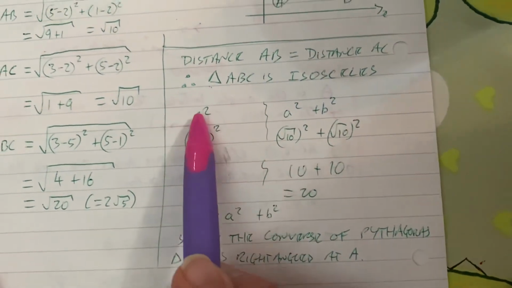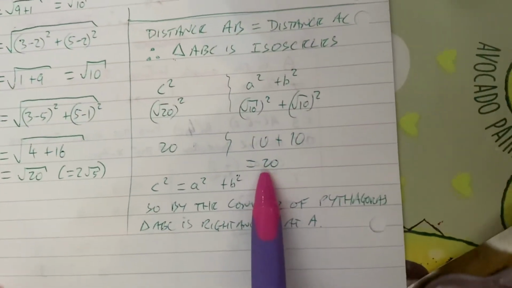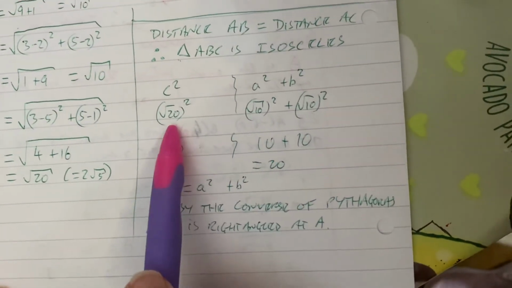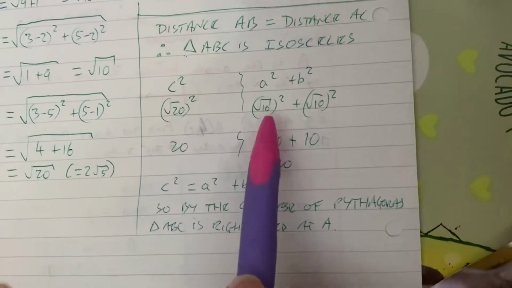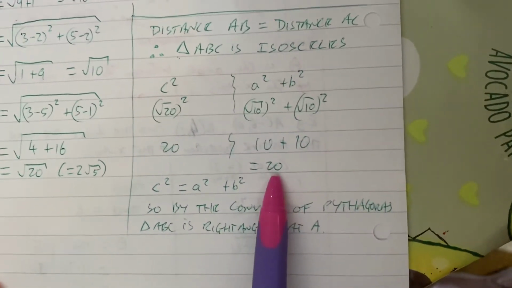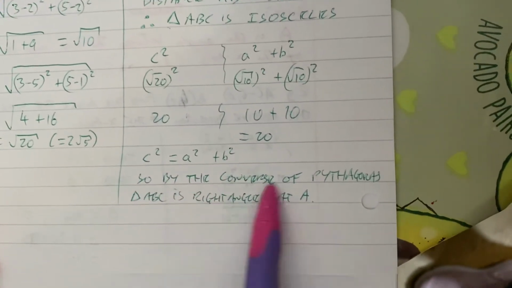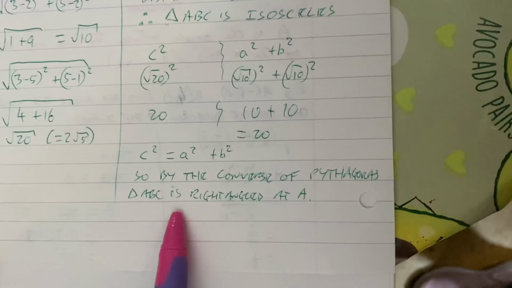We don't have a third side equal, so it's not equilateral. So what we then do is we look at the longest side squared and the two shorter sides squared and added. And in this case, root 20 squared is 20. Root 10 squared plus root 10 squared is 10 add 10, which is 20. So c squared equals a squared plus b squared. So by the converse of Pythagoras, the triangle is right angled at A.